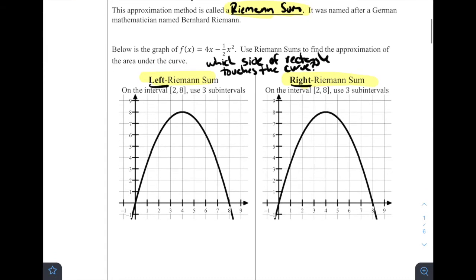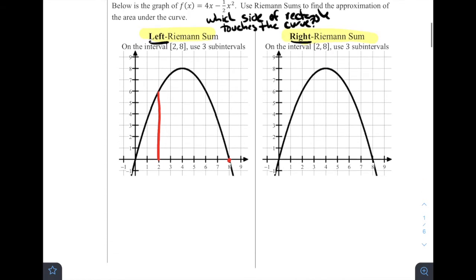And so in this case, let's take a look at what we've got. We see here that we're going from 2 to 8. I'll just draw these red lines to emphasize where we're looking. So 2 is there, 8 is here, that's where the curve is, and we're trying to find this area between the curve and the x-axis, so the area under the curve. If we're doing 3 subintervals, remember the width is found by subtracting the interval, 8 minus 2, and then dividing by the number of rectangles, 3. So 8 minus 2 is 6, 6 divided by 3 is 2. That is going to be the width of each rectangle.